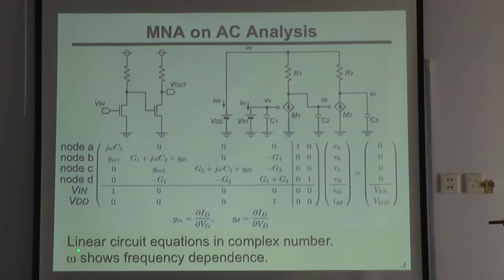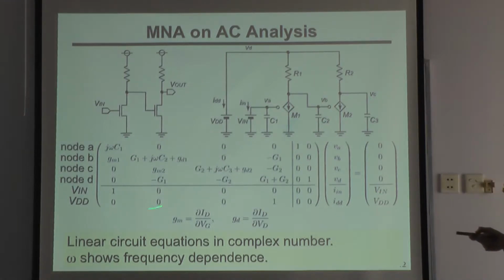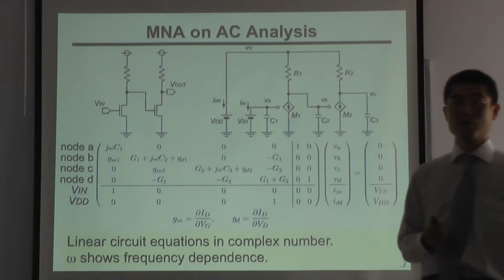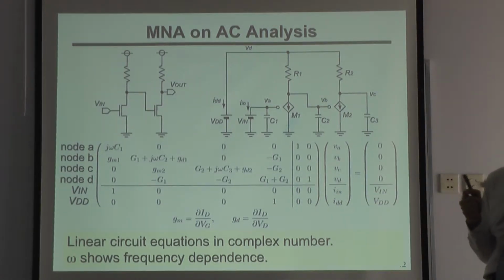So here the difference from DC analysis is that the linear circuit equations are complex numbers, because we have capacitance, j omega C, and if we have inductance, it goes j omega L. So this element has complex numbers, but we can solve the complex numbers, and we can make an inverse matrix using complex numbers. And also we want to sweep the frequency.